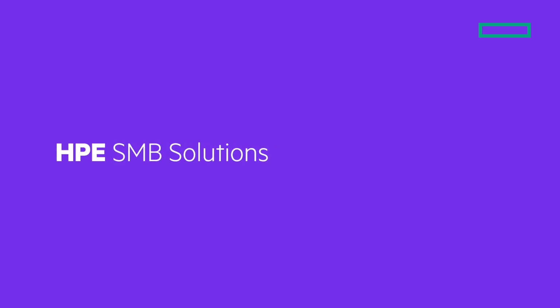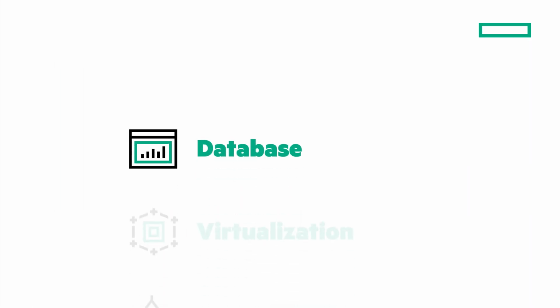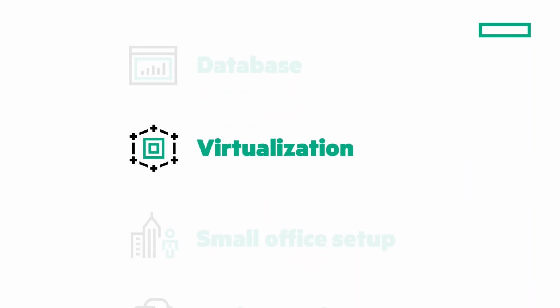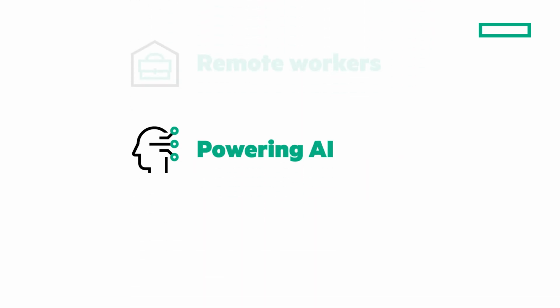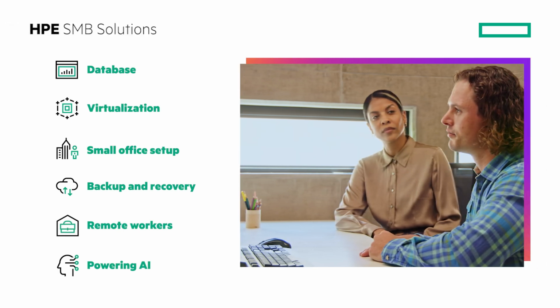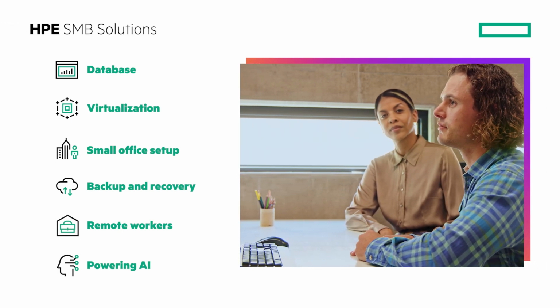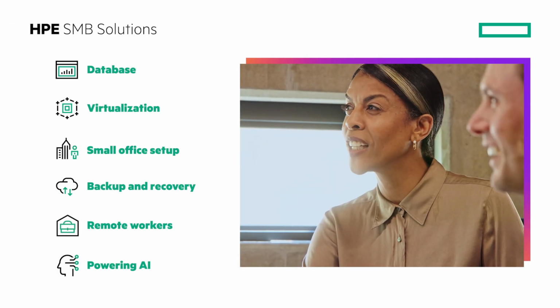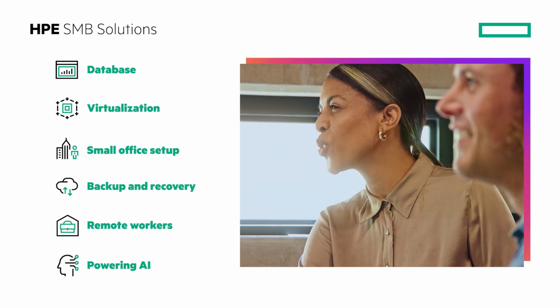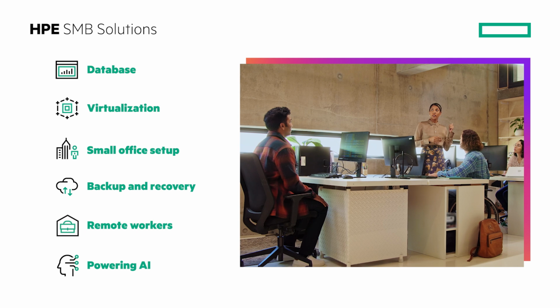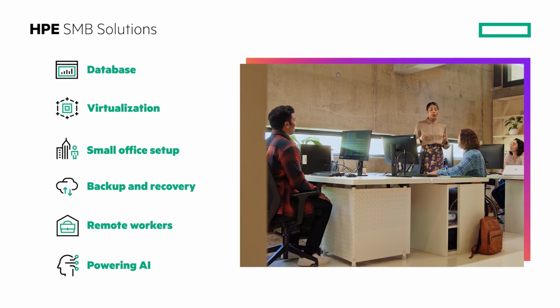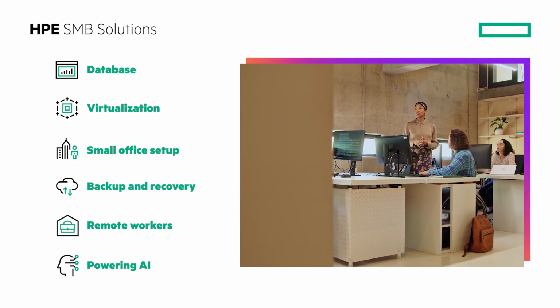HPE offers ready-made configurations for the SMB market, covering the most common workloads and requirements, such as database, small-scale virtualization, small office setup, backup and recovery, remote workers, and powering AI. The specific configurations may differ according to geo, and many are available through the HPE Smart Choice program, so that they are based on the market's needs, are quick to ship, and provide a simple purchase process with the best price first time.